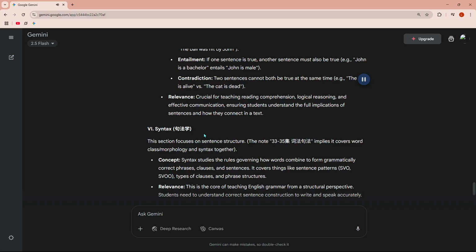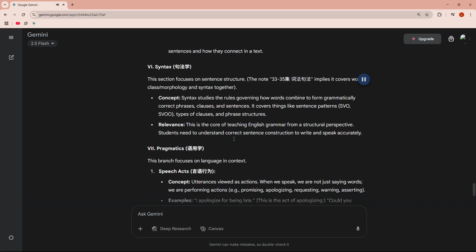V. Syntax (ju fa xue). This section focuses on sentence structure. The note, 33 to 35 ci fa ju fa, implies it covers word class, morphology and syntax together. Concept: syntax studies the rules governing how words combine to form grammatically correct phrases, clauses, and sentences. It covers things like sentence patterns, SVO, SVOO, types of clauses, and phrase structures.